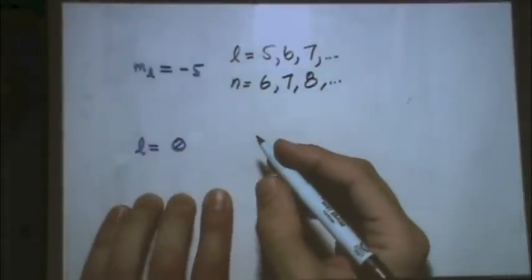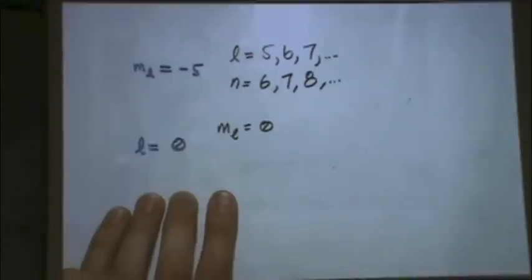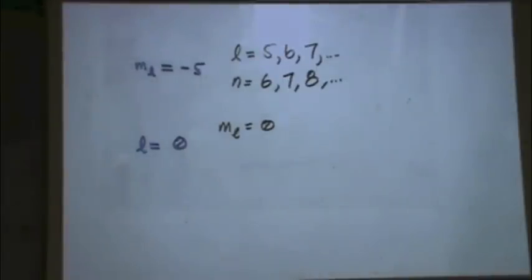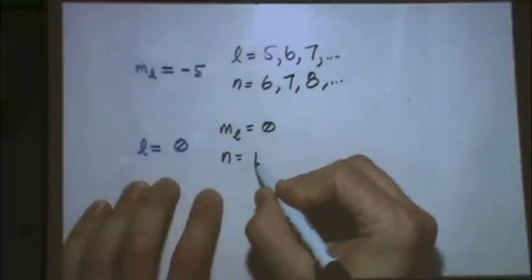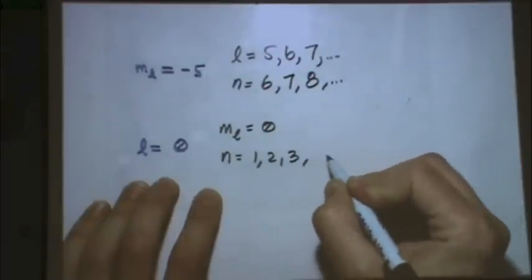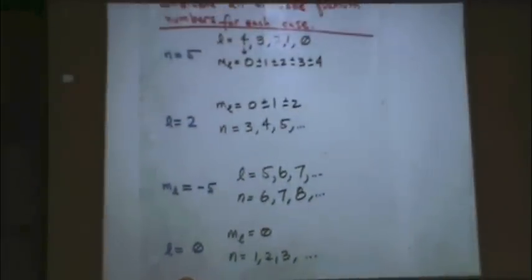Okay, let's try the last one. If l is 0, let's try m sub l first. I think that'll be the easiest. What's m sub l? 0. Anything else? That's it. So if l is 0, m sub l is between plus l, 0, and minus l, 0. So in that case, it's just 0. And n, could it be 1? Yeah. 2? Yeah. 3, dot dot dot, etc. So anything 1 or higher, n could be any number. Okay, any questions on this one?